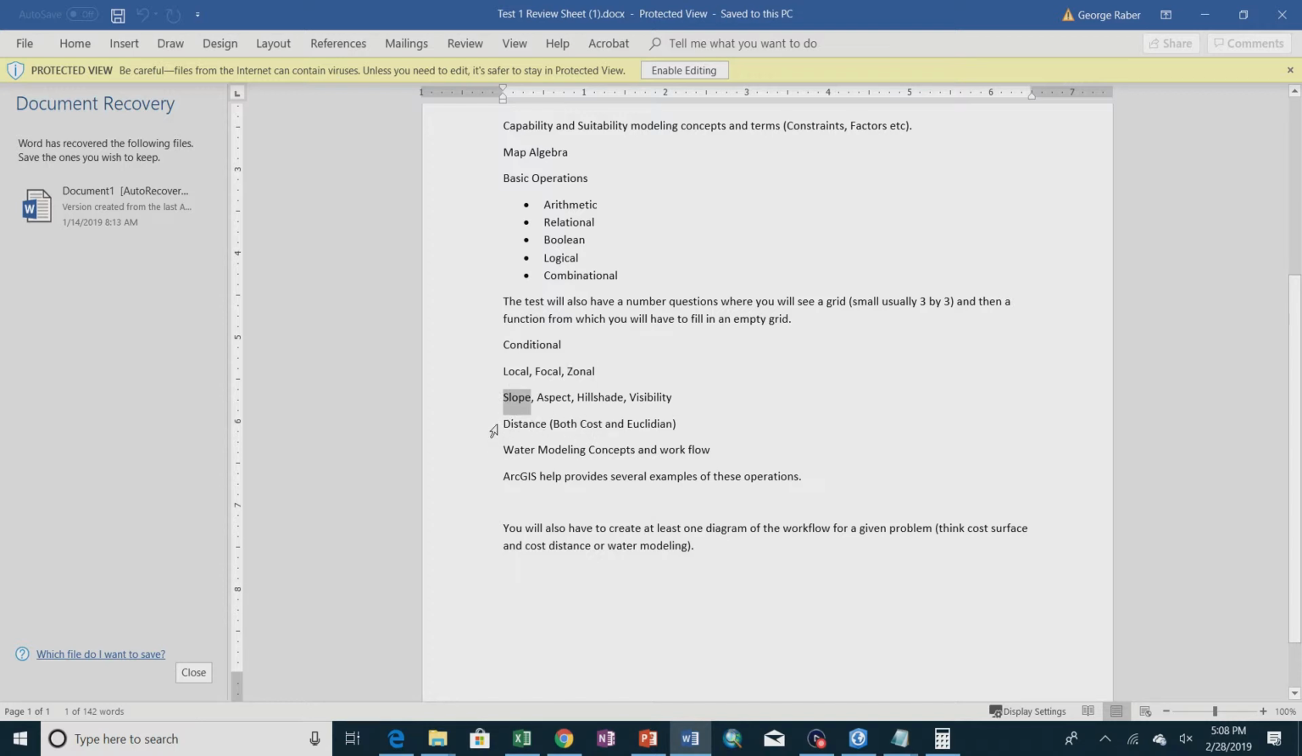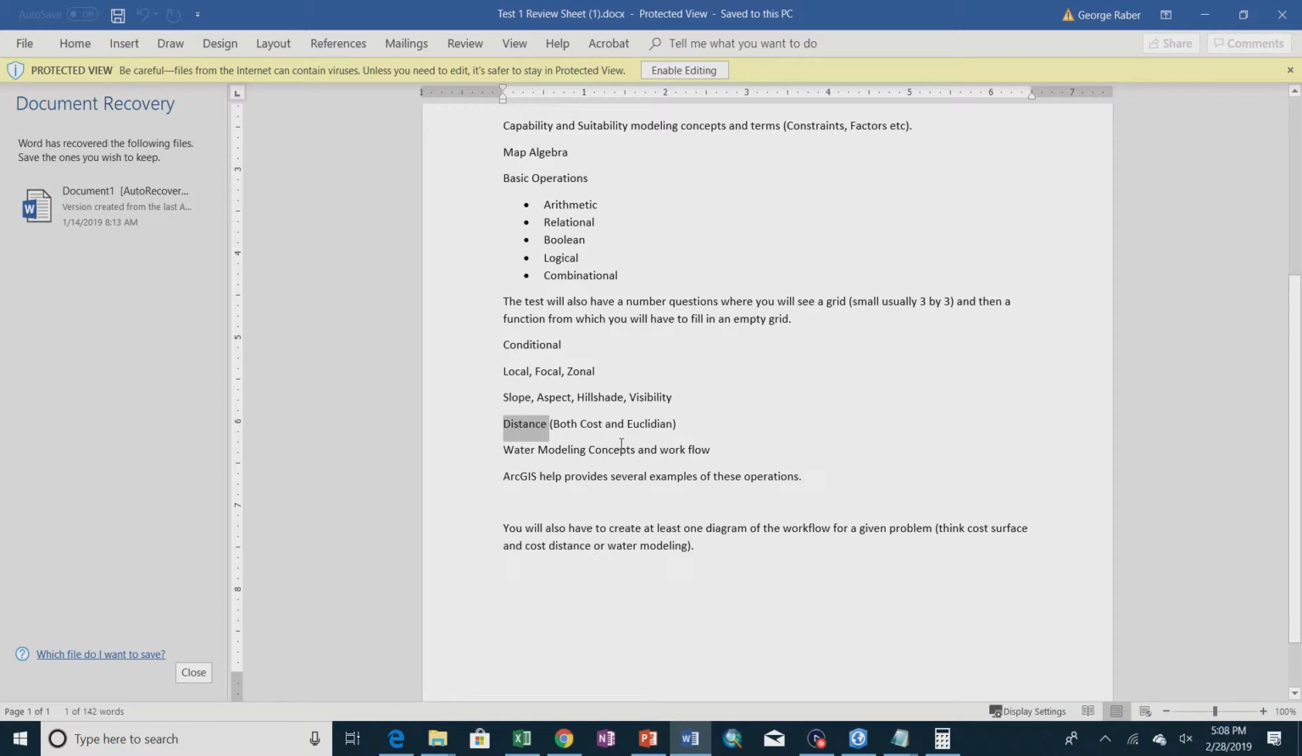All right. So here, it's more important that you understand what the output values represent. You're not going to have to calculate slope, aspect, hillshade, or visibility, but just what the numbers mean and what those data sets produce.